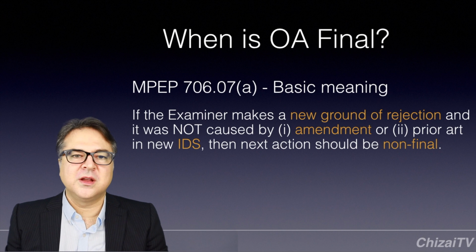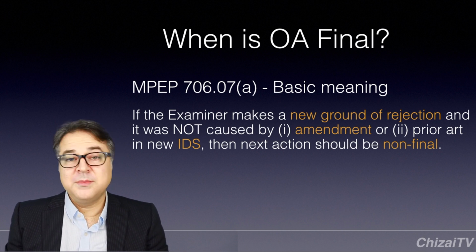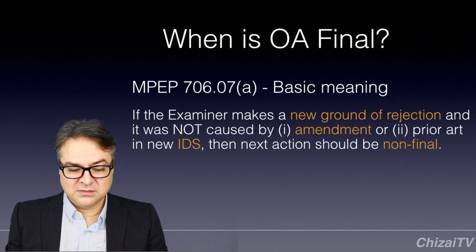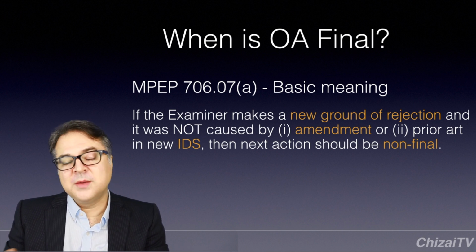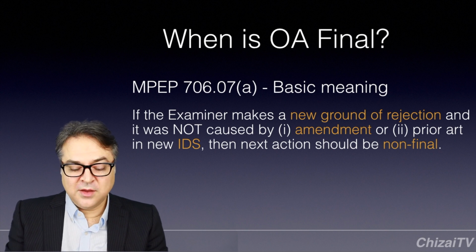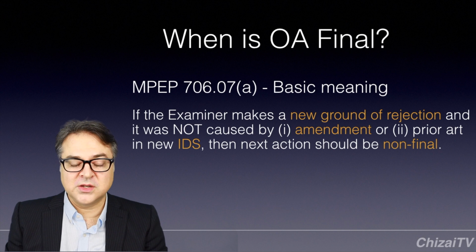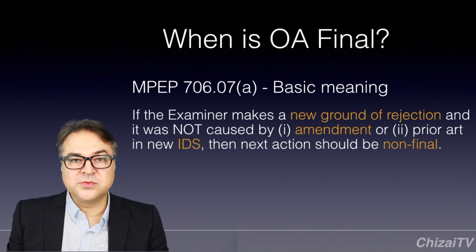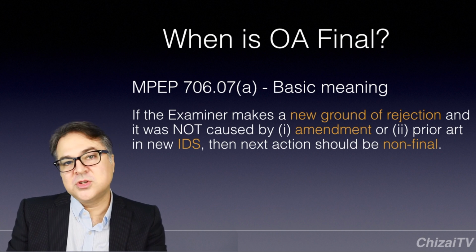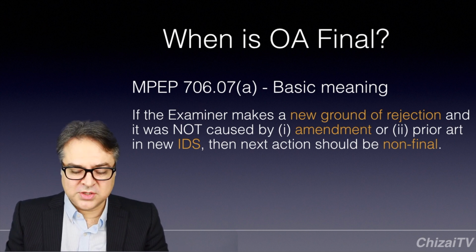So it's all about fairness to the examiner and also to you. If you amend the claim to have a different scope, the examiner thinks, oh, this is a new scope of the claims, I have to search again. So the examiner gets another chance. And if they reject the claims again on new grounds, you're going to have a final office action. But if you don't amend the claims and you just argue that the examiner was wrong, well then the examiner should give you a new non-final office action if they give you a new ground of rejection.